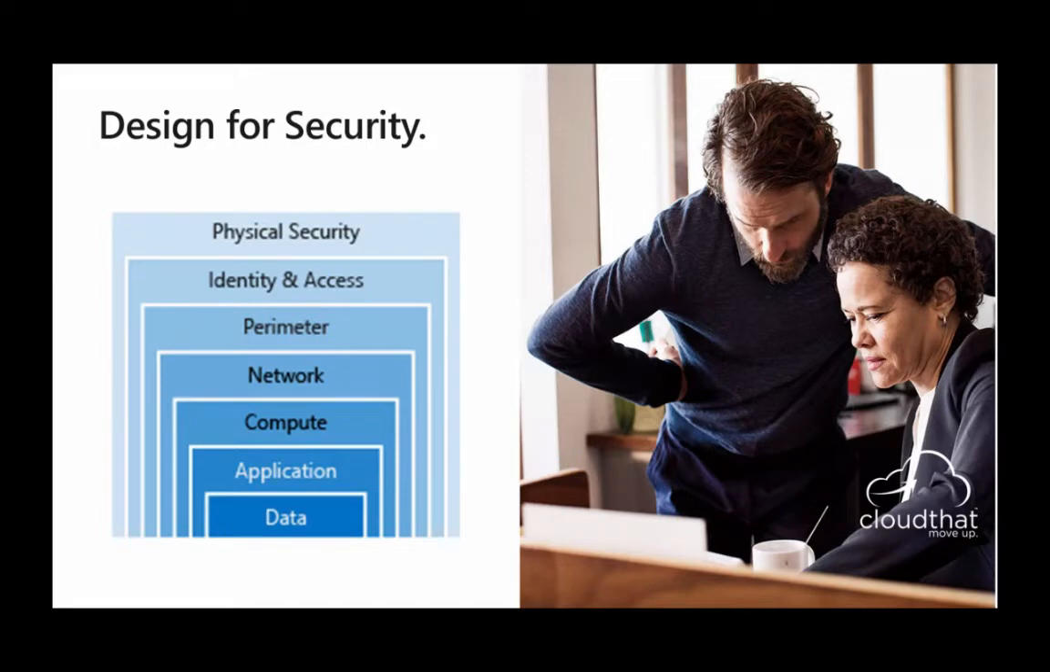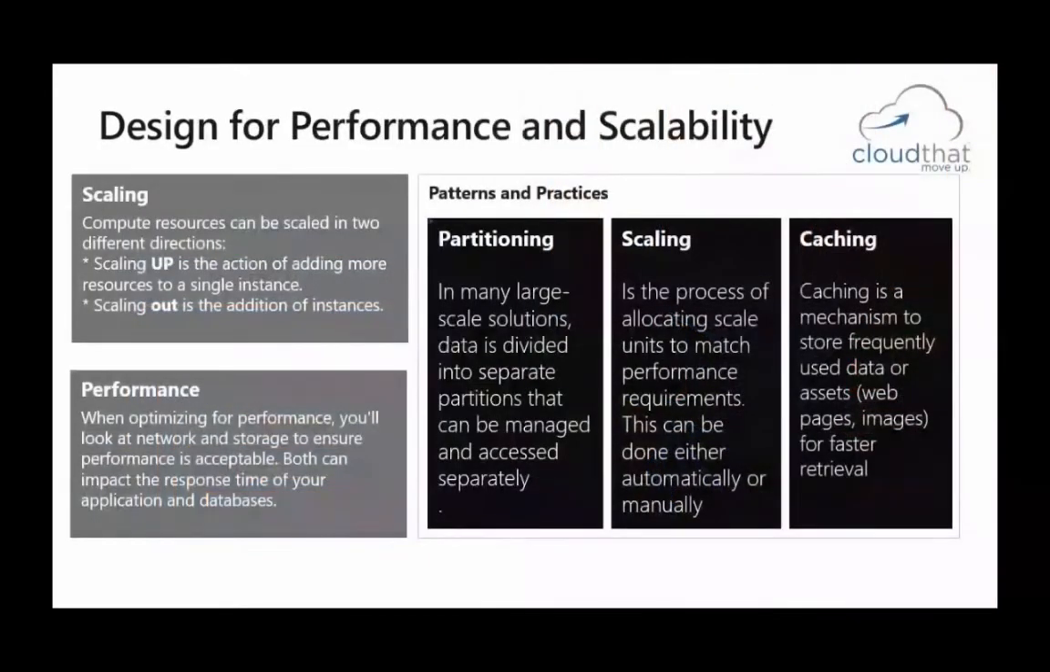Let's move to the next pillar of your concrete architecture with respect to data, which is designing for performance and scalability, right? Here you must take care of two major aspects: scaling, when to scale up and when to scale out, and performance, on how to optimize the network storage, how to optimize the input outputs, how to optimize the partitioning of your database, right? So there are some best practices with respect to your partitioning, scaling, and caching, correct?